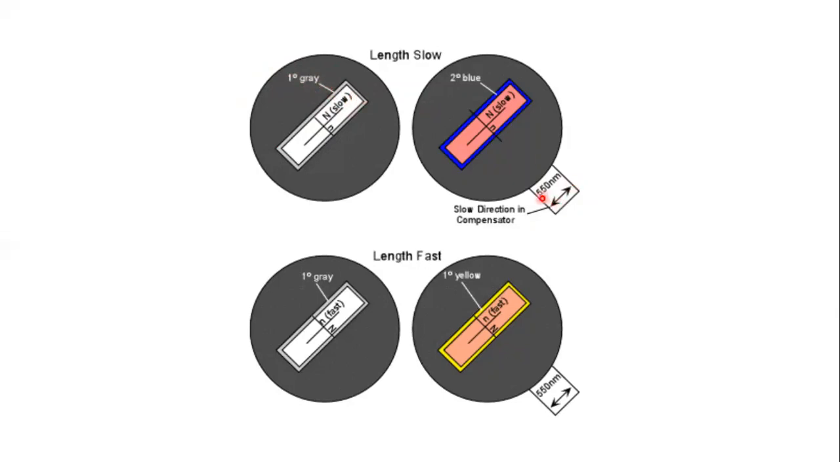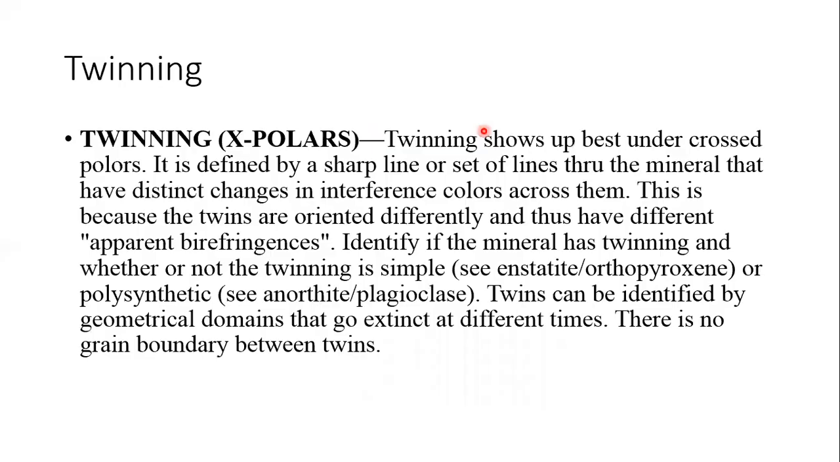Now after accessory plate insertion, we observe whether interference color has decreased or increased. Here you can observe that it has increased. First order gray interference color has changed to second order blue interference color with the insertion of the accessory plate. So it means that addition compensation has occurred.